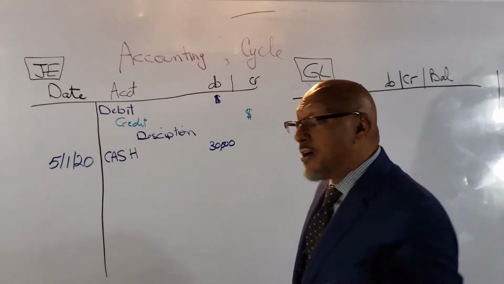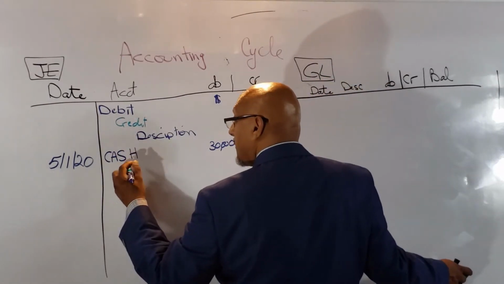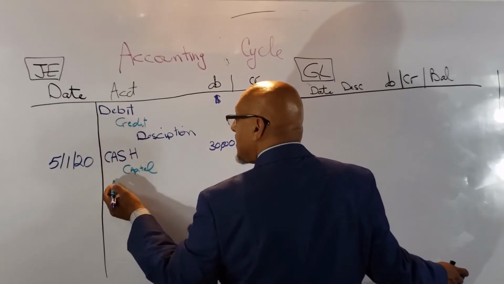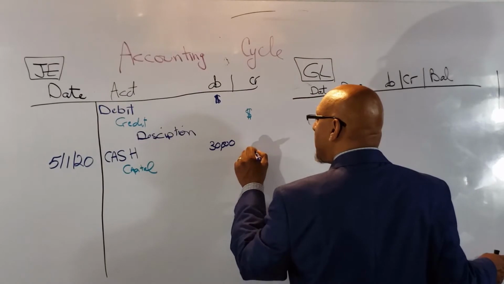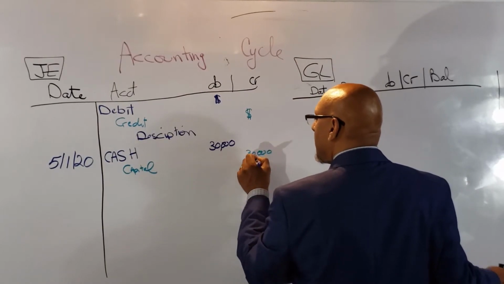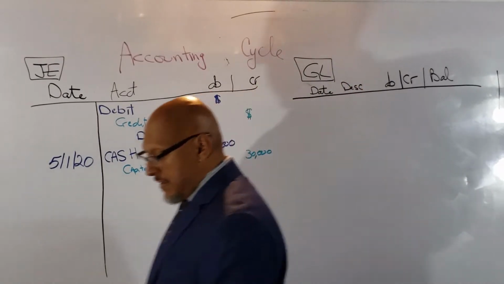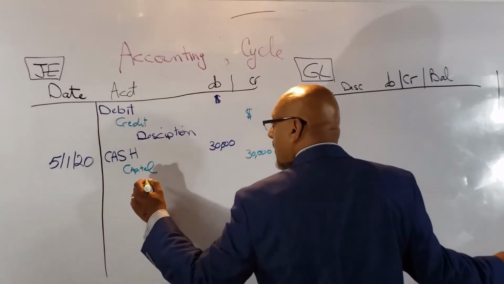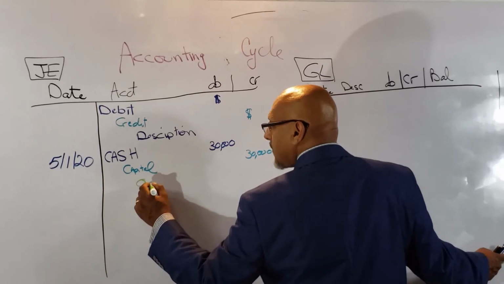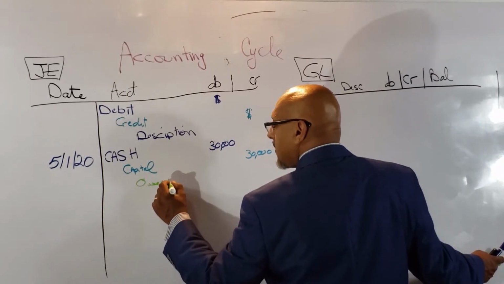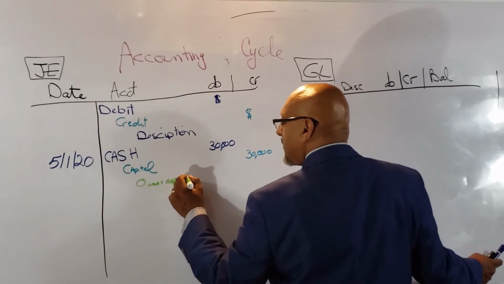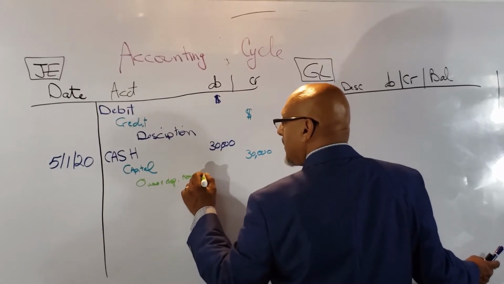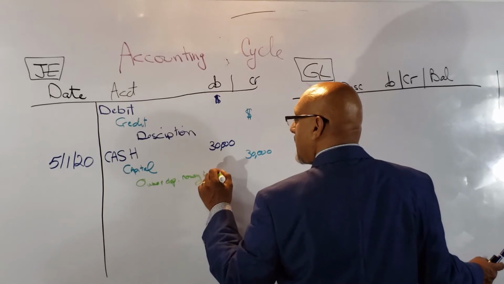The capital account was credited. And that credit was $30,000 because the owner put in the money. And we'll write this description here: Owner deposited money in account.